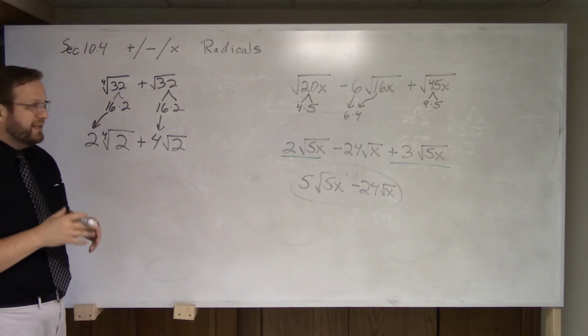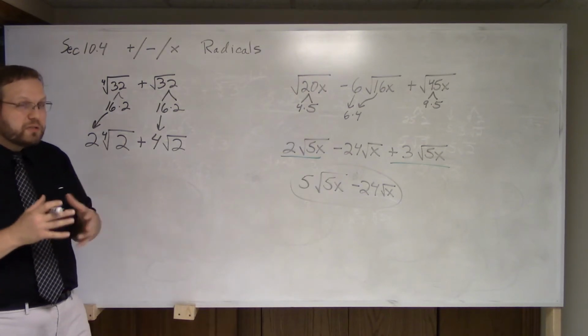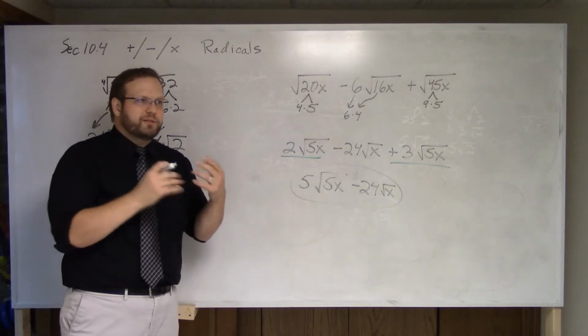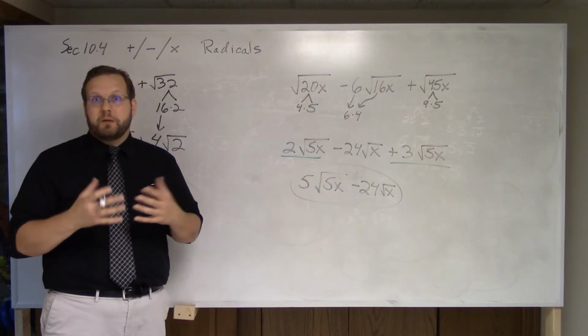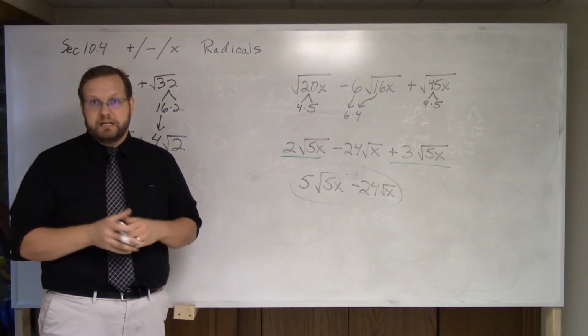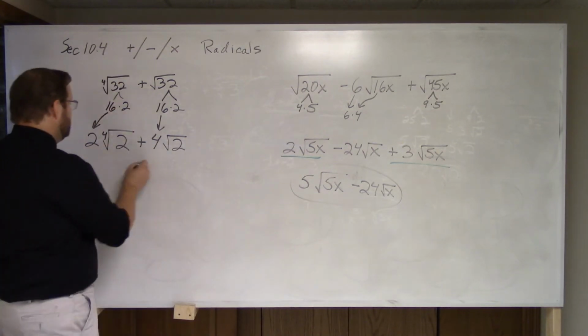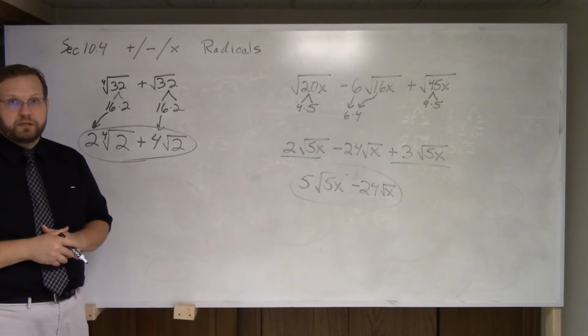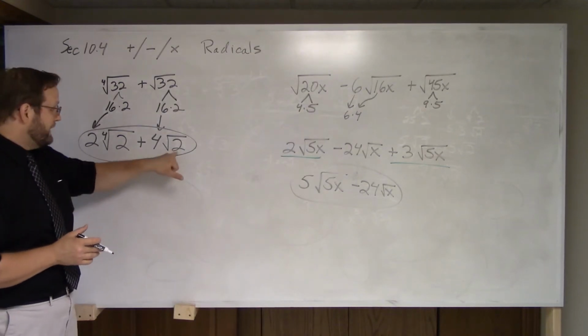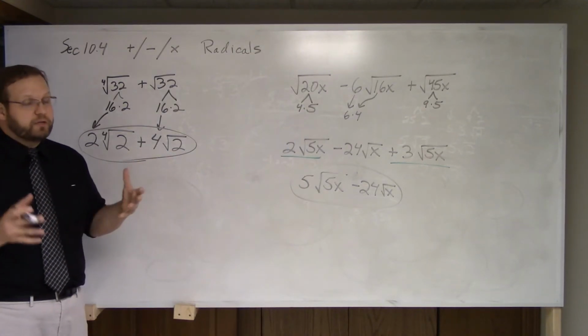So be careful with like 16, 64. Those numbers are perfect squares, cubes, fourth powers, and so on. So they pop up in a couple different places. So be very careful of the index you're working with. And that right there is your final answer. There's nothing else we can do with that. Okay? The radicands match, but the indices do not, so they do not come together.